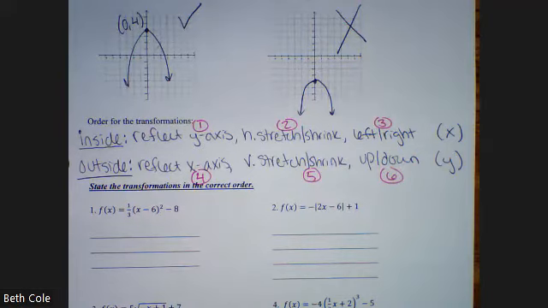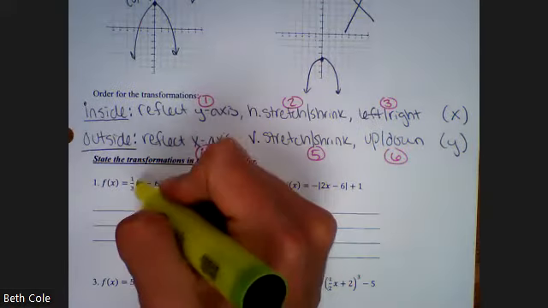So all we're going to do for these example problems down here, 1, 2, 3, 4, is state the transformations. I'm not going to make you graph them. We're just going to state them, but they have to be in the right order. If you want to highlight what's inside, if that helps you, then you can do that.